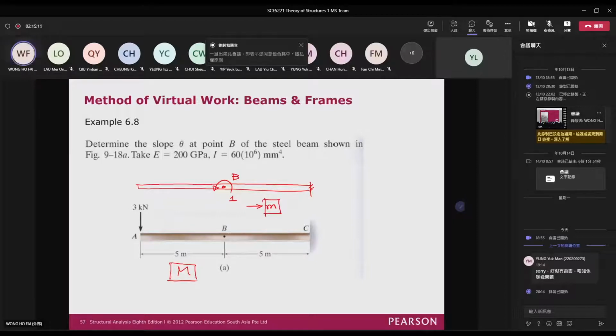And then you can find the deflection, which is equal to the integral of m M over EI dx. Okay. So basically, it is just the virtual moment multiplied by the real moment over EI times dx. Then you can find the rotation.